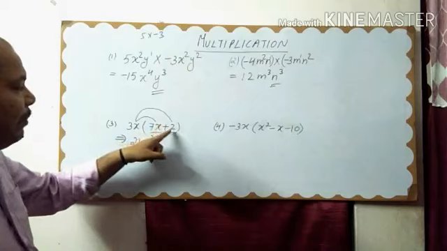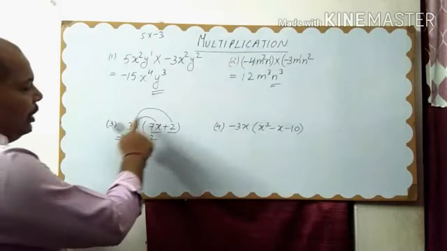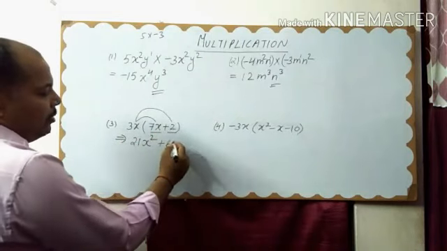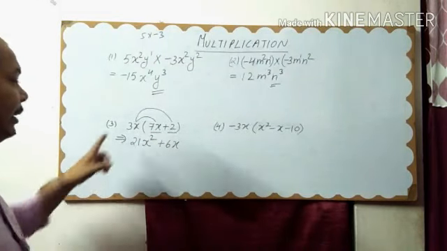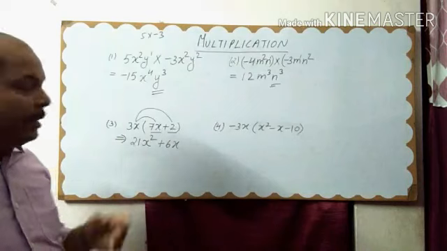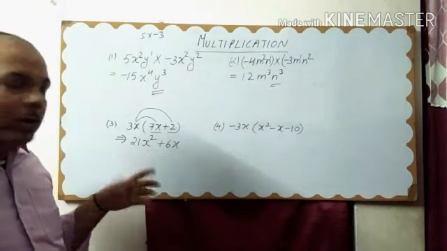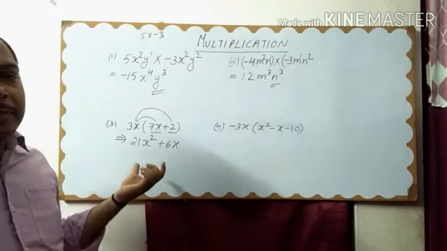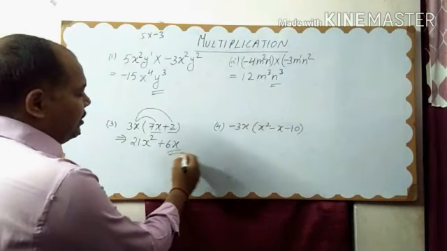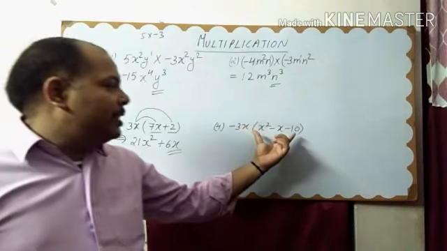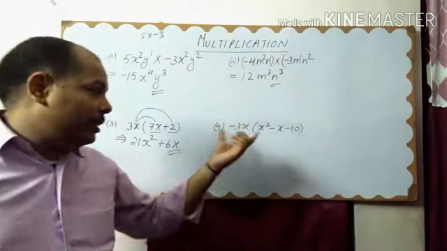Now we will multiply plus 2 by 3x. So 3 2s are 6 and x will be the same. So it will be 6x. Now see here, are both like terms? No. So it is not possible to add them. No? It will be your answer. Clear?